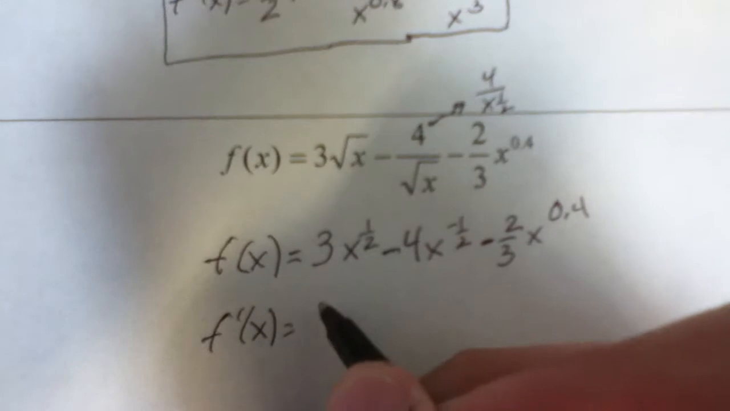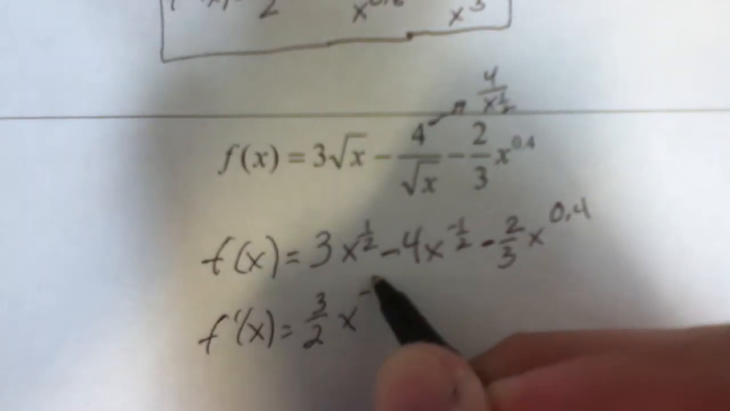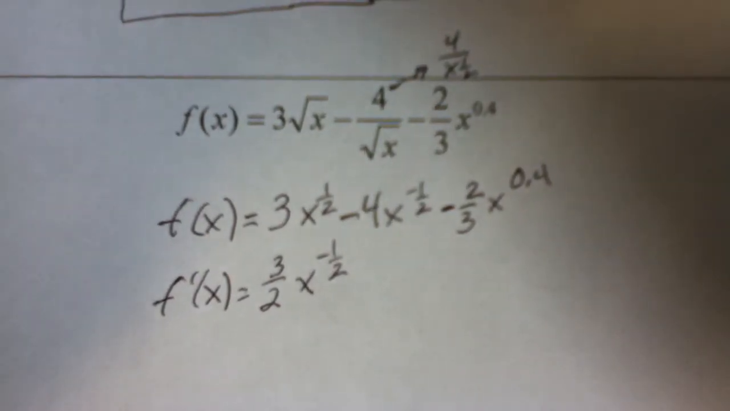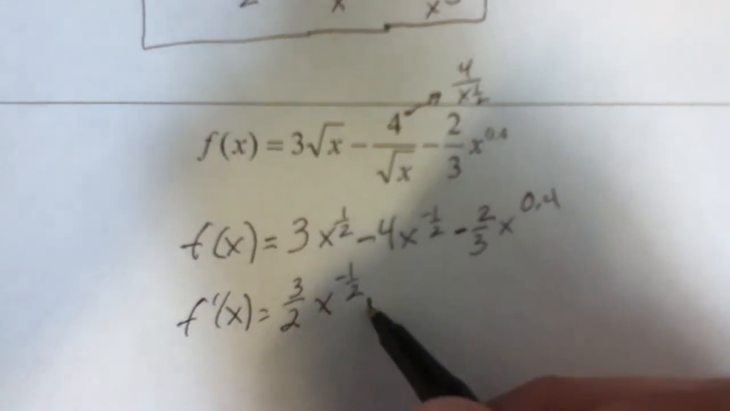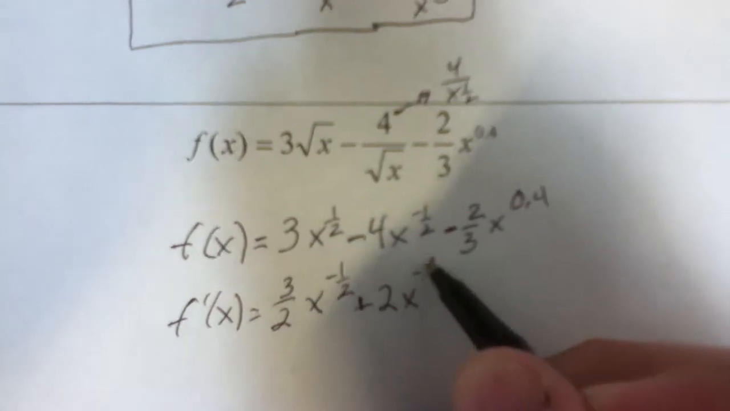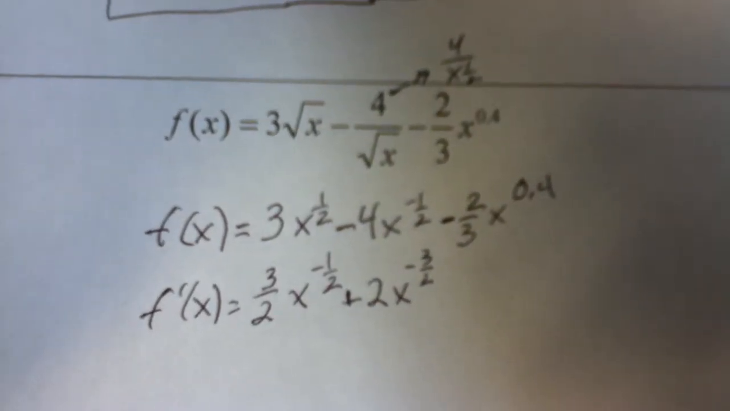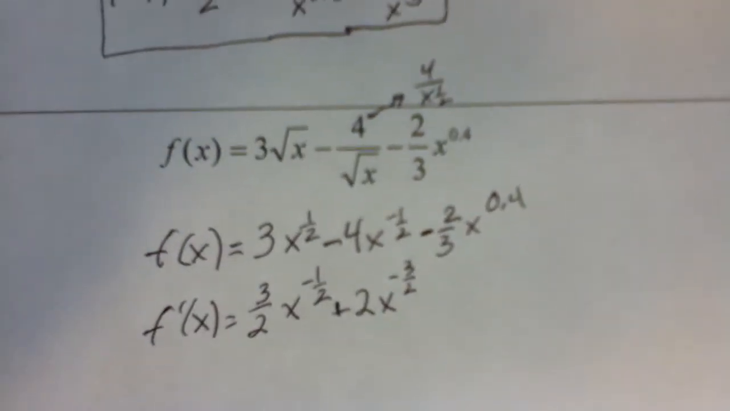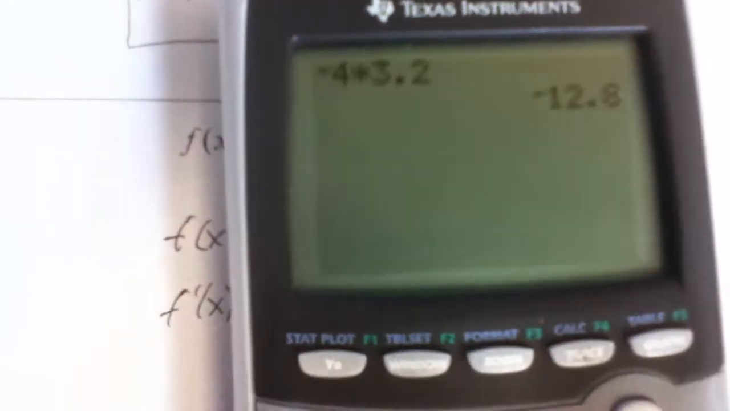So a half times 3, 3 over 2. Subtract 1, be careful, that's negative a half. Negative a half times negative 4 would be positive 2. Subtract 1, you actually get negative 3 over 2, or negative 1.5, all the same. The last one, we're going to take 2/3 times 0.4.